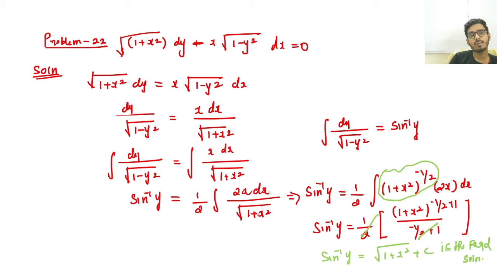Or you can also use the formula that the integral of x by root of 1 plus x square dx is root of 1 plus x square. This is a basic formula that you come across at school level. Using some substitution like tan theta or secant theta, they will prove this. We don't want to do that, so we will do this directly.